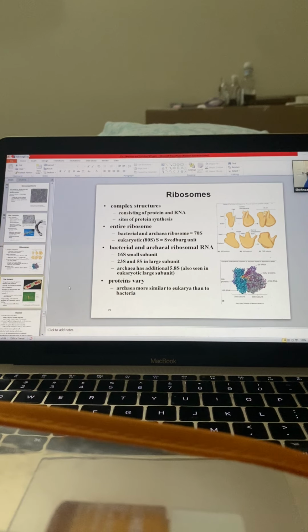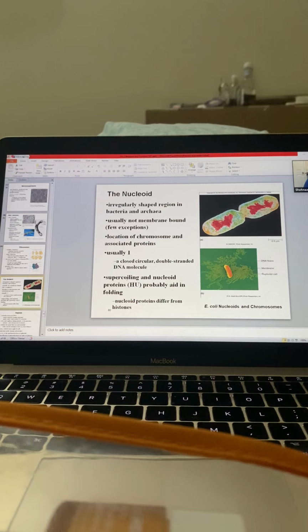So we move on to what we call the nucleoid, which is, of course, the area where your nuclear material is located. It is not contained within a membrane, so it is a very diffuse area. So it is an irregularly shaped region of bacteria and archaea, which we will call the nucleoid. We will never call it a nucleus, okay?